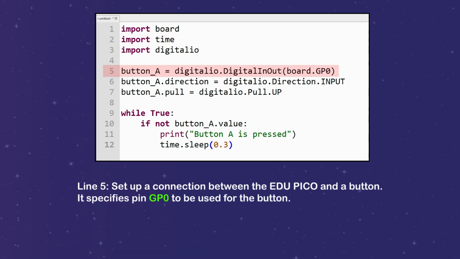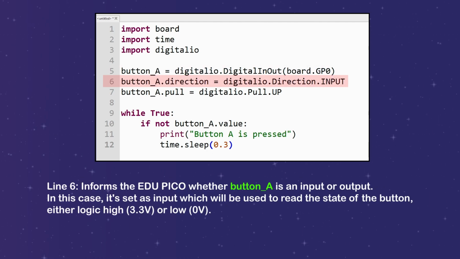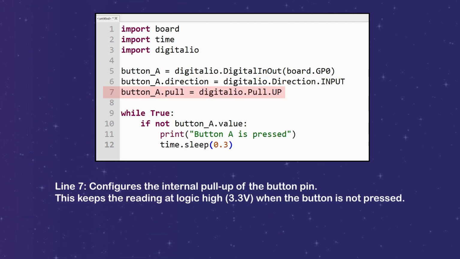Line 5 sets up a connection between the EDU PICO and a button. It specifies pin GP0 to be used for the button. Line 6 informs the EDU PICO whether button A is an input or output. In this case, it's set as input, which will be used to read the state of the button, either logic high or low. Line 7 configures the internal pull-up of the button pin. This keeps the reading at logic high when the button is not pressed.